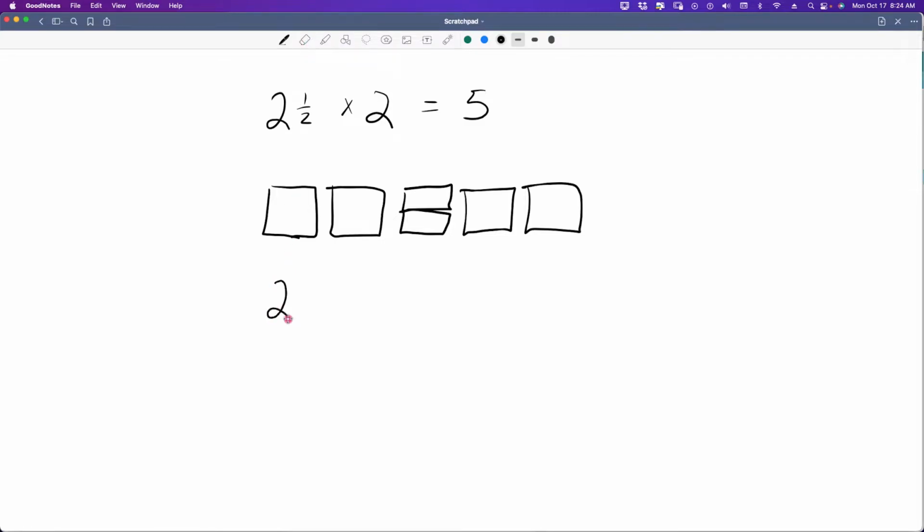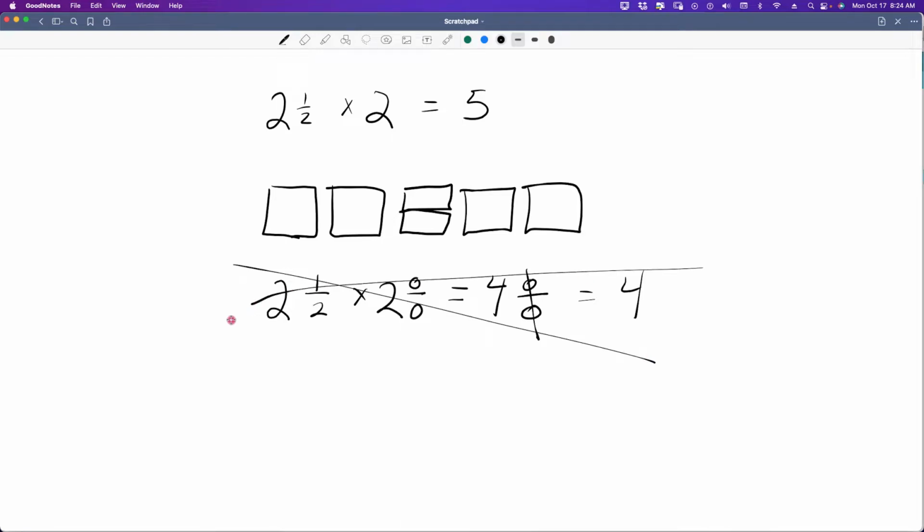There are a couple of ways you could look at it if you wanted to try to figure it out on your own. We could say, I've got 2 here, but I don't have a fraction, so I'm going to put zeros in. Then you could say 2 times 2 is 4, 1 times 0 is 0, 2 times 0 is 0, so that goes away. So the answer is 4. But we know that's not true, because those two halves matter. They add up to make another whole, which gave us 5. So doing it that way doesn't work.